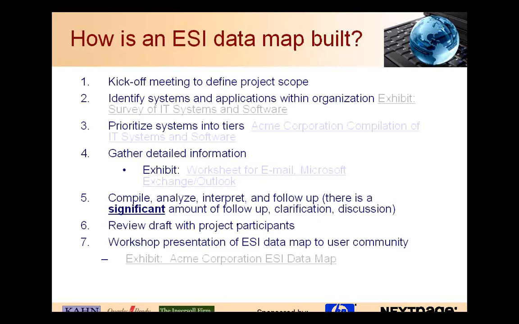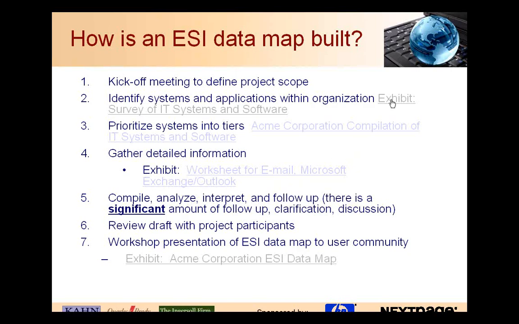So how do we build one of these data maps? Really, one of the key elements is to convene a project team, which should definitely consist of in-house legal, potentially outside counsel, records management, and potentially line of business management. It's key to get executive sponsorship, but the kickoff meeting really is meant to define the scope of the project and hash out what the organization's litigation and risk management portfolio is.